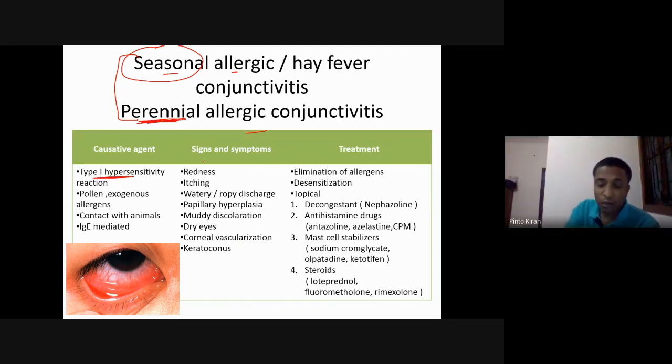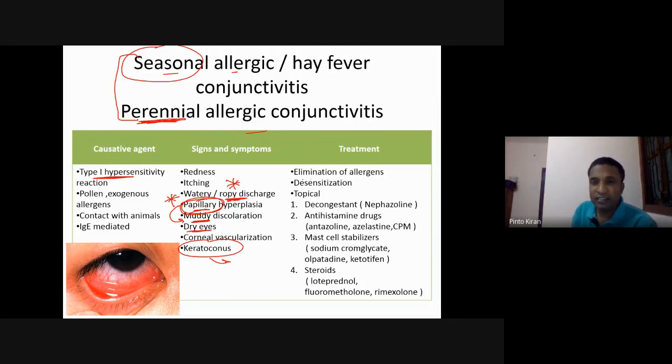Next time we will discuss the types of hypersensitivity reactions, at least in ophthalmology. They will have redness, and you should remember apart from everything, you will have papillary hyperplasia and a ropey discharge. These two are very important differentiating points. Papillary, not follicular, and a ropey discharge, not mucopurulent discharge. Over a period of time, they will have a muddy conjunctiva and develop dry eyes and keratoconus. Because of frequent rubbing, that will cause micro trauma to the cornea that will result in keratoconus.